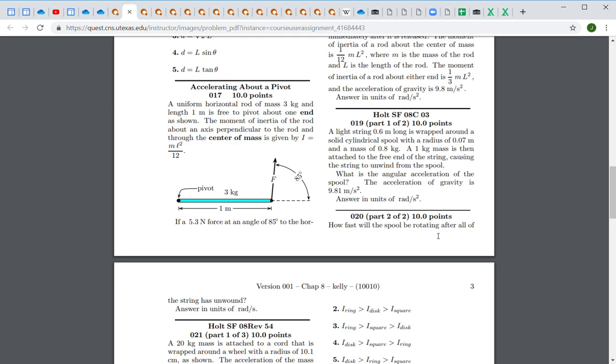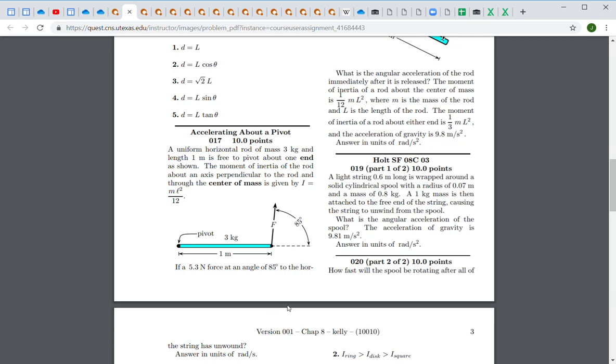Part 2, how fast will the spool be rotating after all the string is unwound? Well, the string is 0.6 meters long, so that means the tip on the edge of the spool has moved through a distance of 0.6 meters. We can use our relationship between arc length and angle to say an arc length of 0.6 meters corresponds, S equals R times theta. S is 0.6 meters, R is 0.07 meters. Solve for theta. That gives us the change in angle.